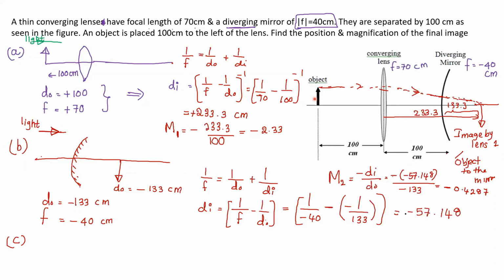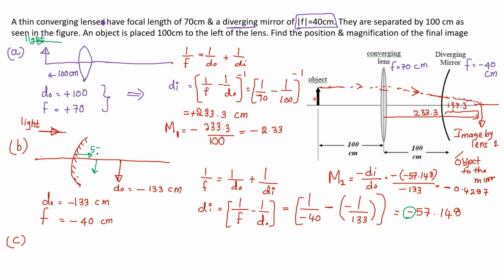So it is negative 57. So for a mirror, what does negative mean? Is it behind the mirror or in front of the mirror? For a mirror, you remember it. What does negative mean for a mirror? So I got the answer. Yes, it is behind the mirror. So for a mirror, negative means behind the mirror. So it is negative 57.